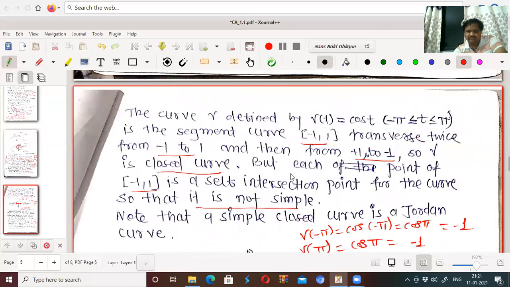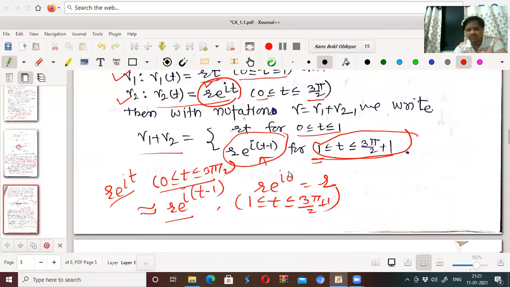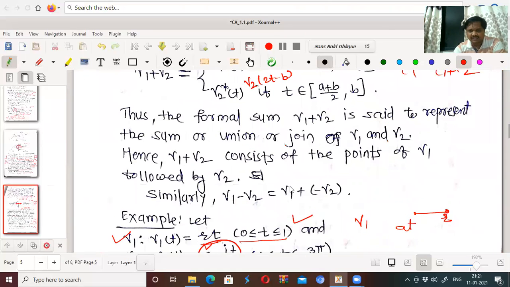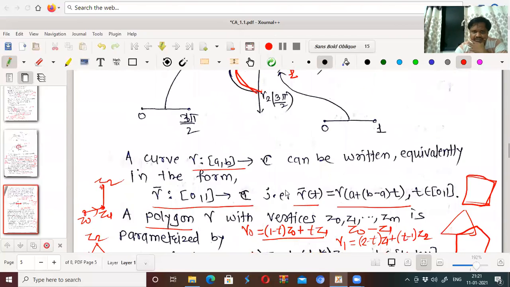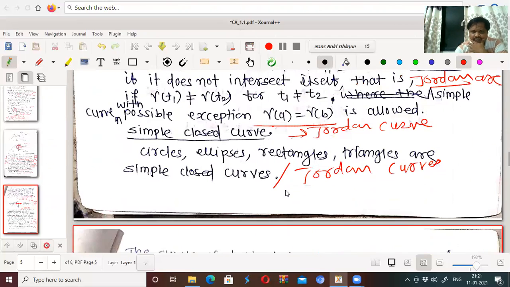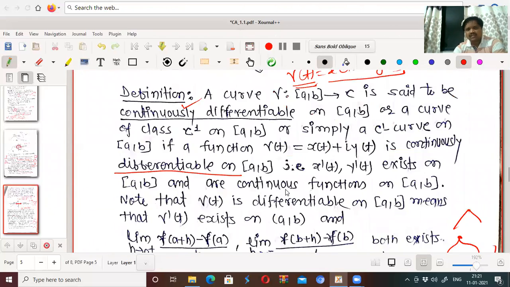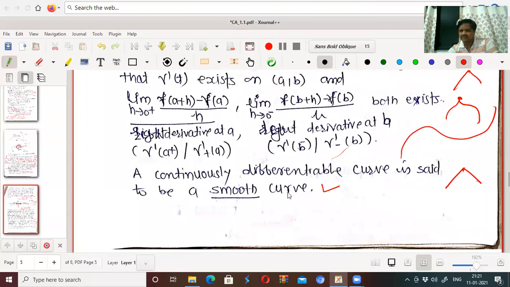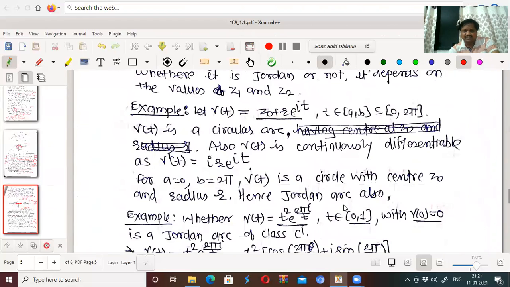So what we have seen is the concept of curves, then different types of curves, and how to represent a curve. This is actually not in the syllabus of the PMSC part, this is just revision. We are taking it because these curves are useful in the next chapter as well as in the whole of complex analysis, and therefore we are going through such concepts. A continuously differentiable curve is said to be a smooth curve. These are some examples of smooth curves.